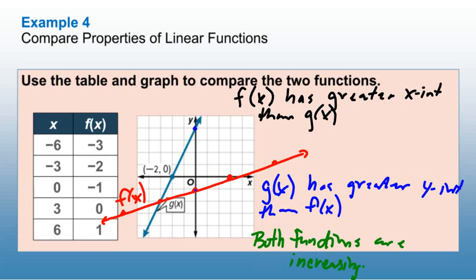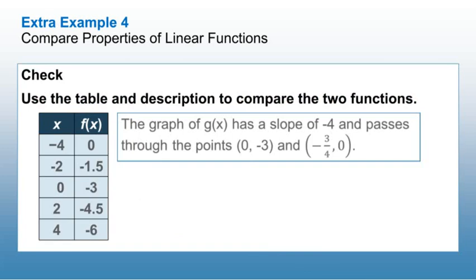Now there are a couple other things you could talk about, like the rate, if you wanted to, but a few statements to do the comparison would be appropriate. Next, it says use the table and description to compare the two functions. So we have f of x and then we have g of x.